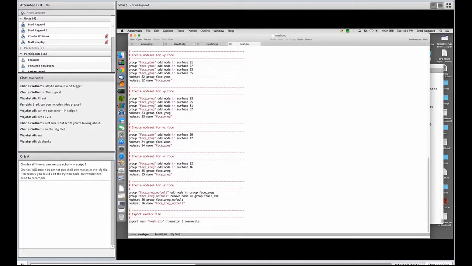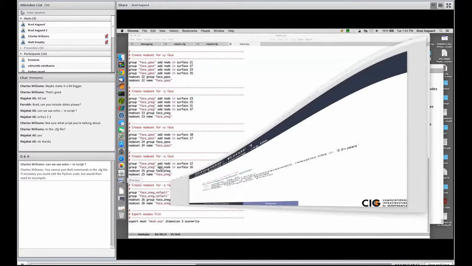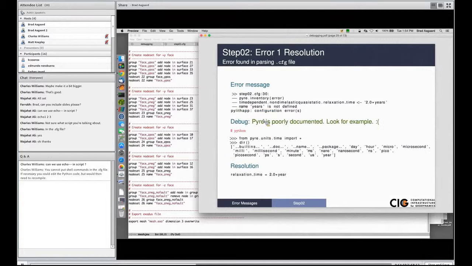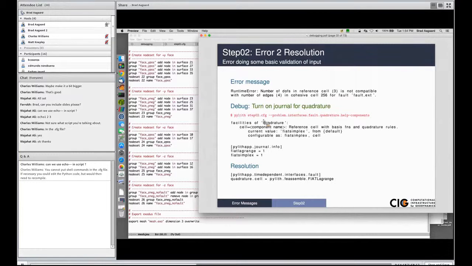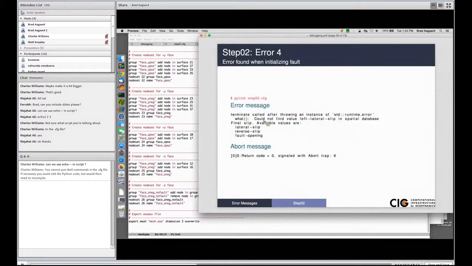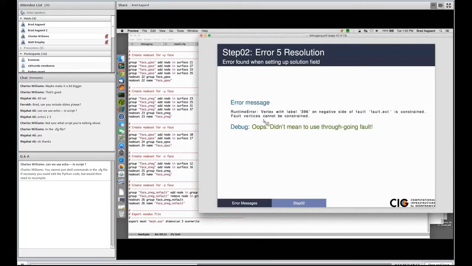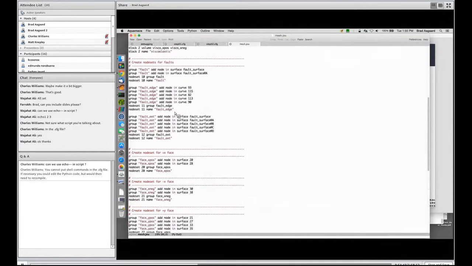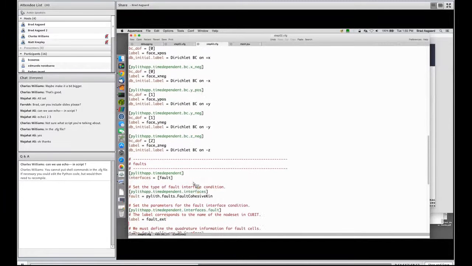Let's look at, I'm not sure which one. Better look and see what we actually wanted here. I'm just going to flip to the slides till we get to that error and see what I really wanted to do. So we fixed the quadrature. We fixed the non-dimensionalization. We fixed that one. And what I didn't mean to use was a through-going fault. So in this case, I want fault rather than fault extension. So let's go back and go to the fault. So we'll use the node set that is just fault.